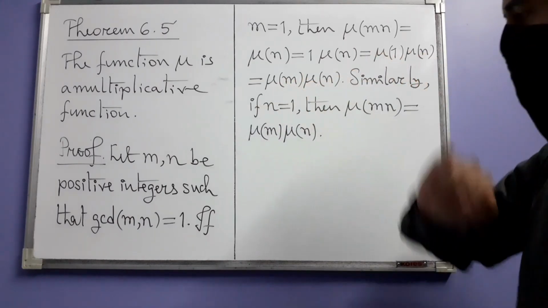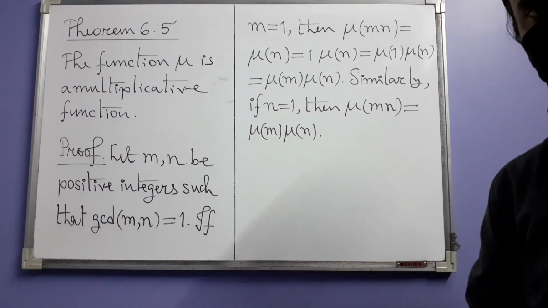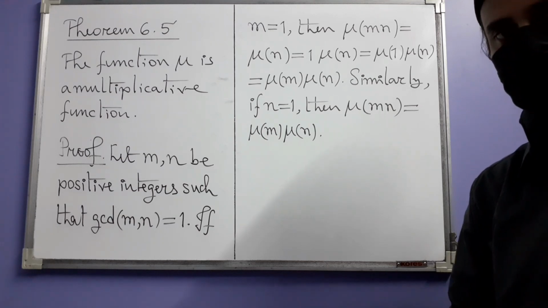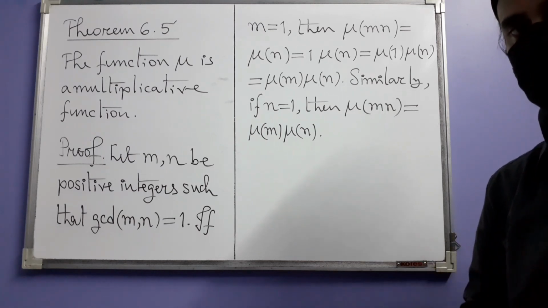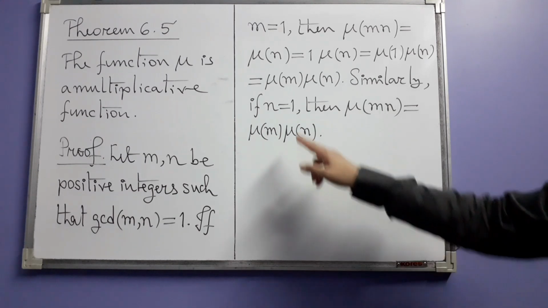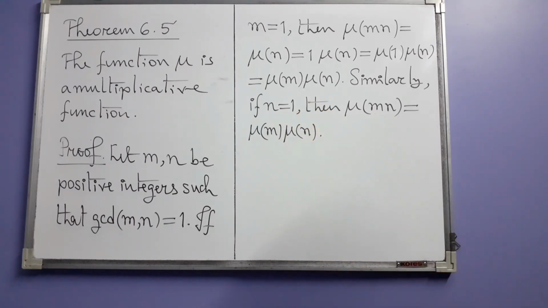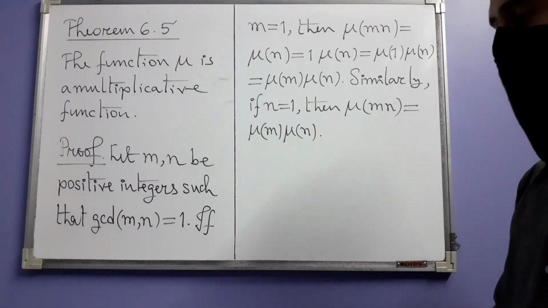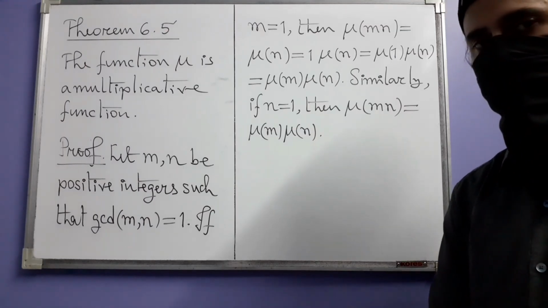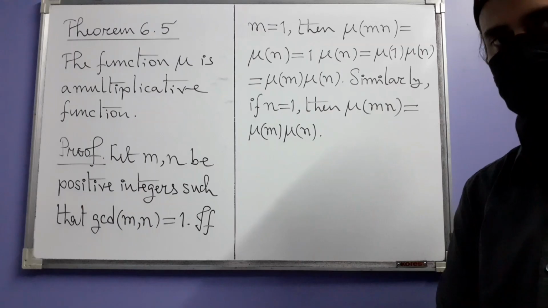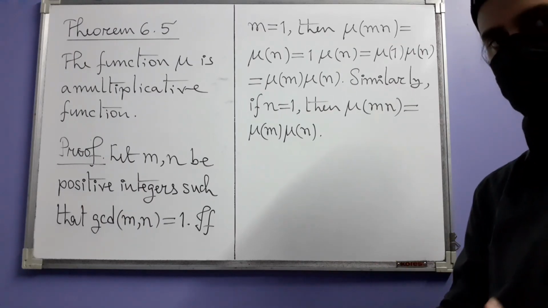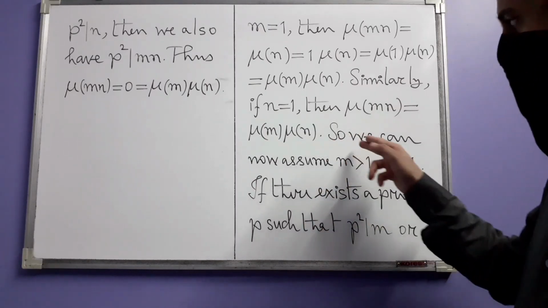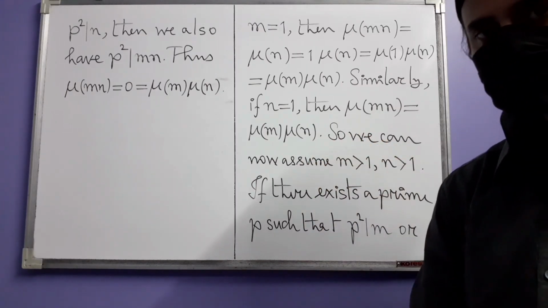So then that's how you have mu of m times mu of n. So at least in this case, our claimed equation is true. Similarly, if n is 1, then this is also true. You can go through the details, it's very easy. Now we can assume that m and n are both greater than 1, because they are positive integers. If they are not 1, then they will both be greater than 1.